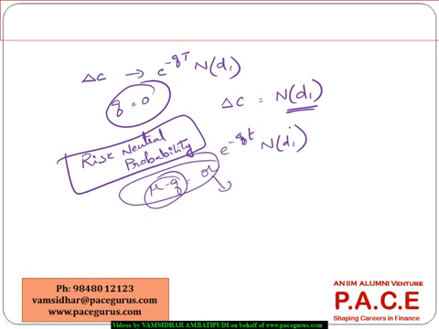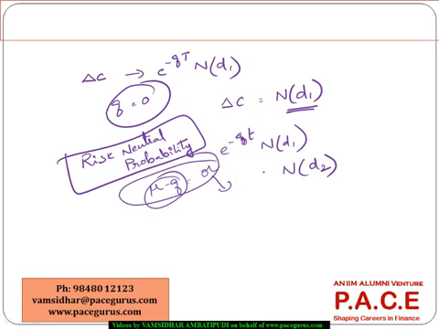So those are the two interpretations of n d1 and n d2. Even if the underlying asset pays a dividend or does not pay a dividend, it doesn't matter for the option expiring in the money. N d2 I am calling the option expiring in the money only under a risk neutral probability scenario.